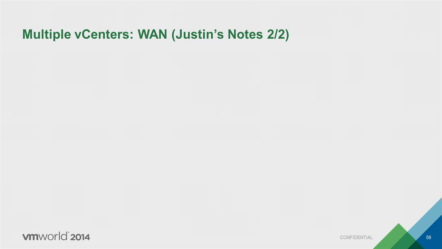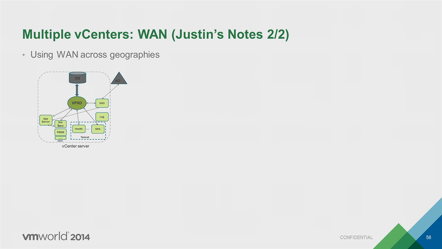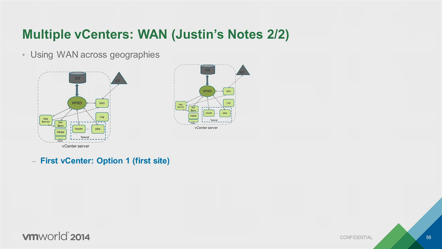Now let's look at a WAN. In a WAN, it'll be slightly different. You're going to deploy your first vCenter, and the bottom line is you deploy option 3, but let's talk about that. You deploy your first vCenter, give it its own SSO instance, okay? Very first, option 1.